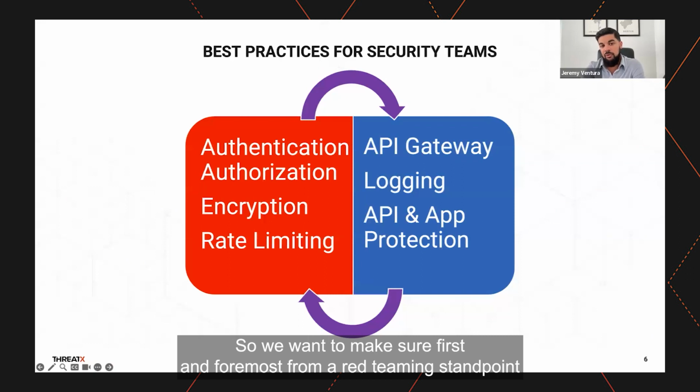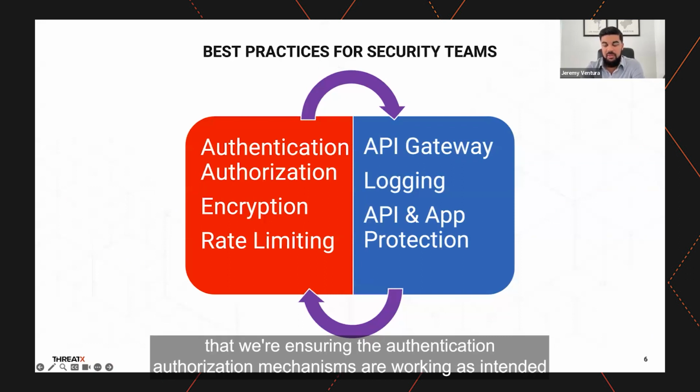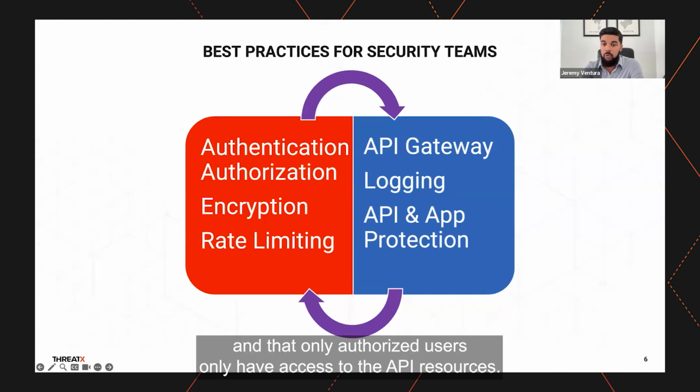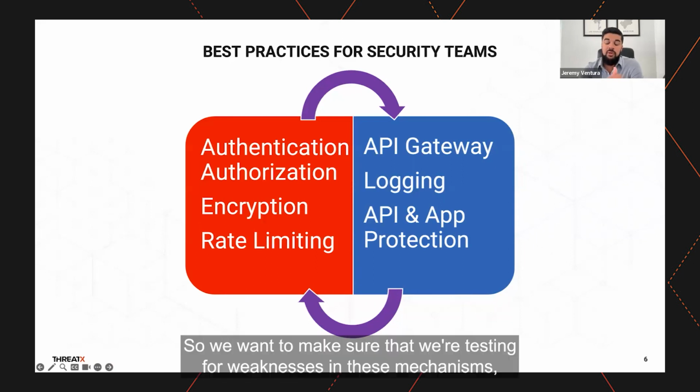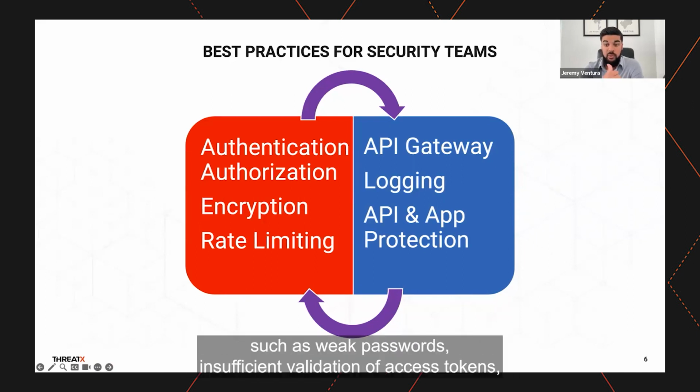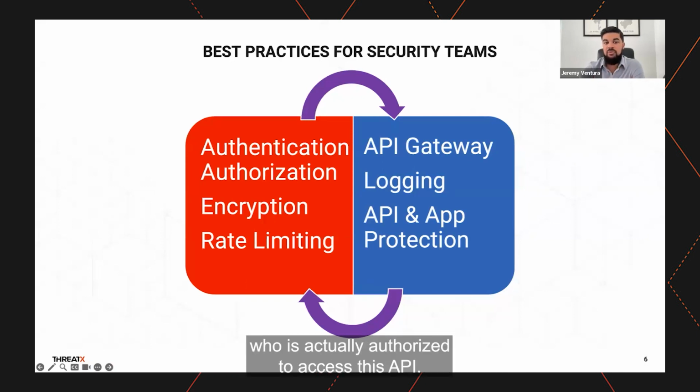So we want to make sure first and foremost from a red teaming standpoint that we're ensuring that authentication and authorization mechanisms are working as intended and that only authorized users have access to the API resources. So we want to make sure that we're testing for weaknesses in these mechanisms such as weak passwords, insufficient validation of access tokens, and then also from an authorization standpoint, who is actually authorized to access this API.